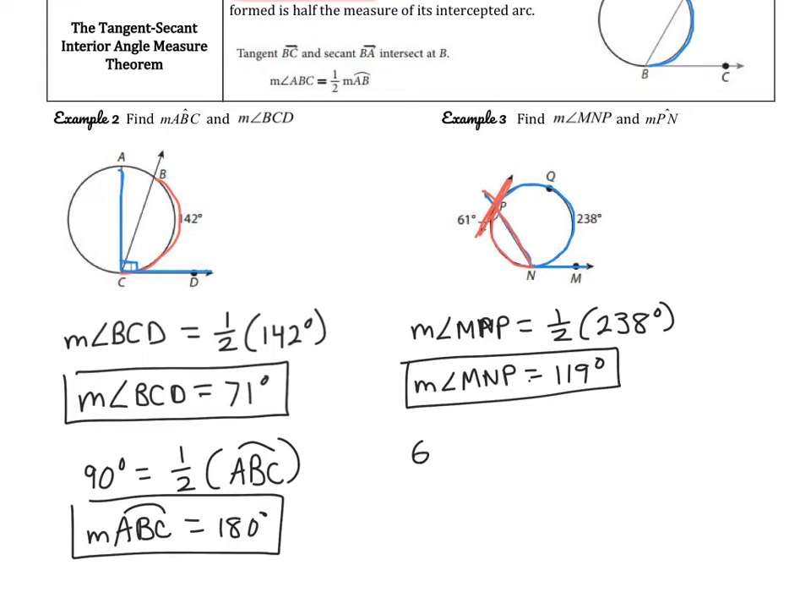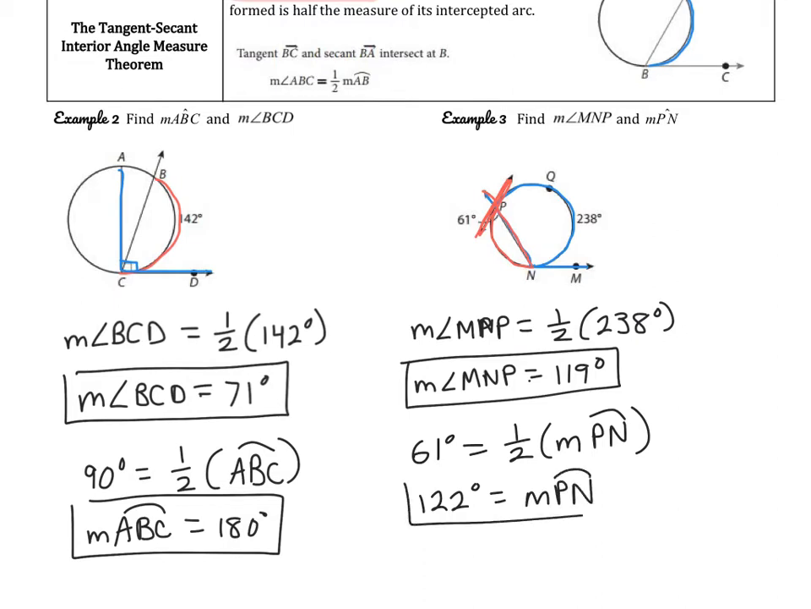So remember, the measure of the angle, which is 61 degrees, should be 1/2 the measure of the intercepted arc, which is arc PN. So then multiply both sides by 2, and we get 122 degrees for the measure of arc PN. So again, you can use this theorem to either find an angle if you're given the intercepted arc, or to find the arc if you're given the angle.